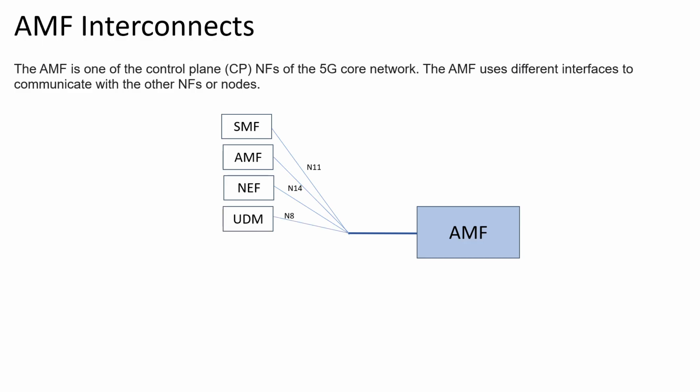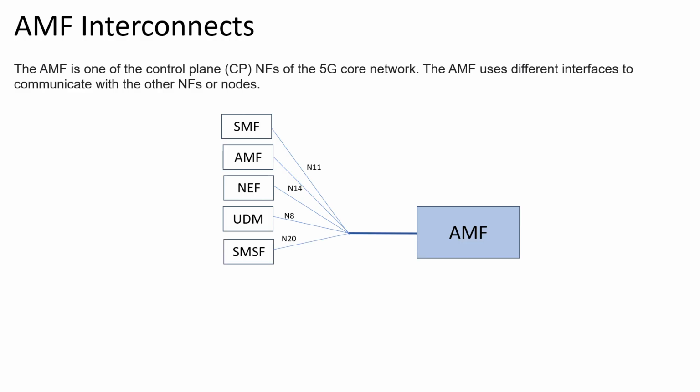The next interconnect with AMF is UDM. As we discussed, during the registration procedure, AMF talks to UDM, which is responsible for subscriber data management. So AMF gets the AM data, which is the access management data. It also gets the SMF selection data. It also gets the SMSF data, whether SMS is allowed or not, right? So it gets all this information from the UDM over the N8 interface during the registration process, right?